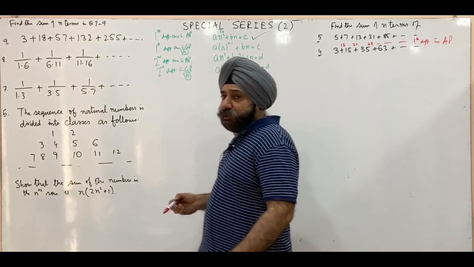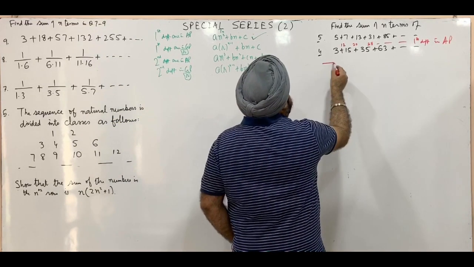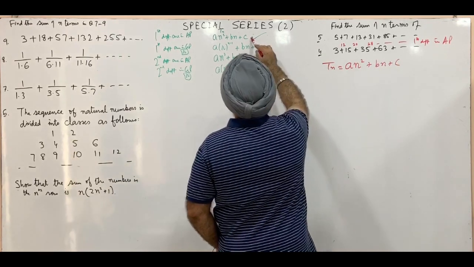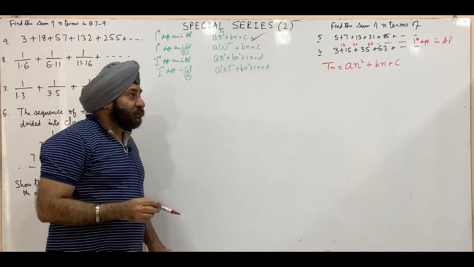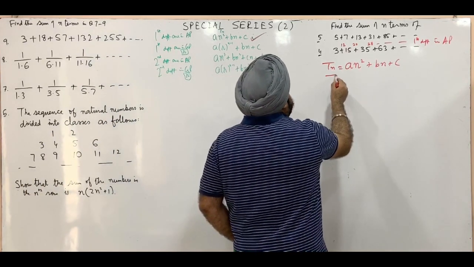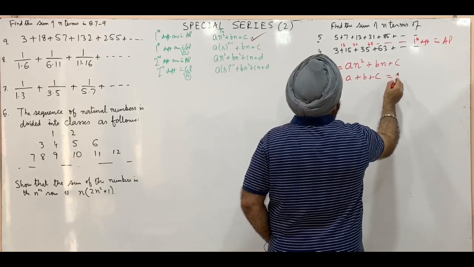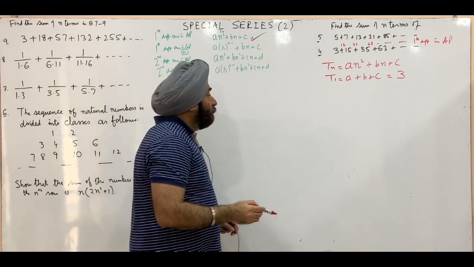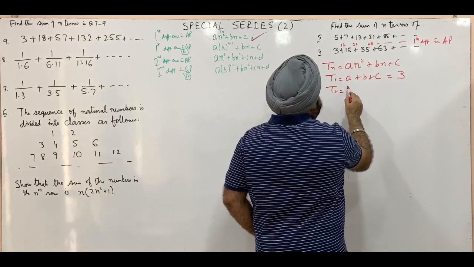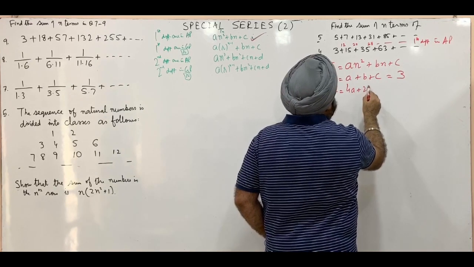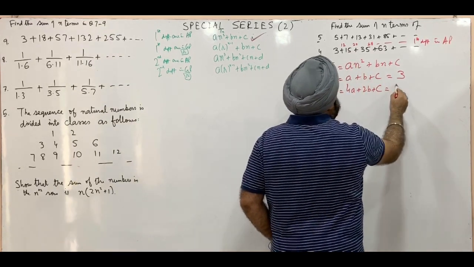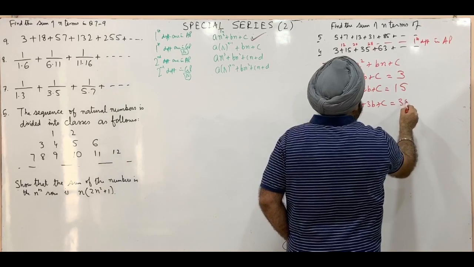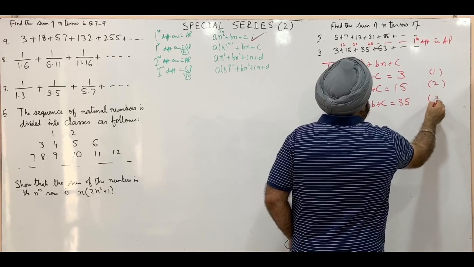So we can use any of the two methods. I am using Tn equal to a n square plus b n plus c. Nth term is a n square plus b n plus c when first differences are in AP. T1, that's a plus b plus c. First term is 3. First term, we have to write first term of the series. So that's 3. T2, 2 square is 4. So 4a plus 2b plus c. Second term of the series is 15. The third term, that's 9a plus 3b plus c. That's 35. So this is 1, this is 2, this is 3.